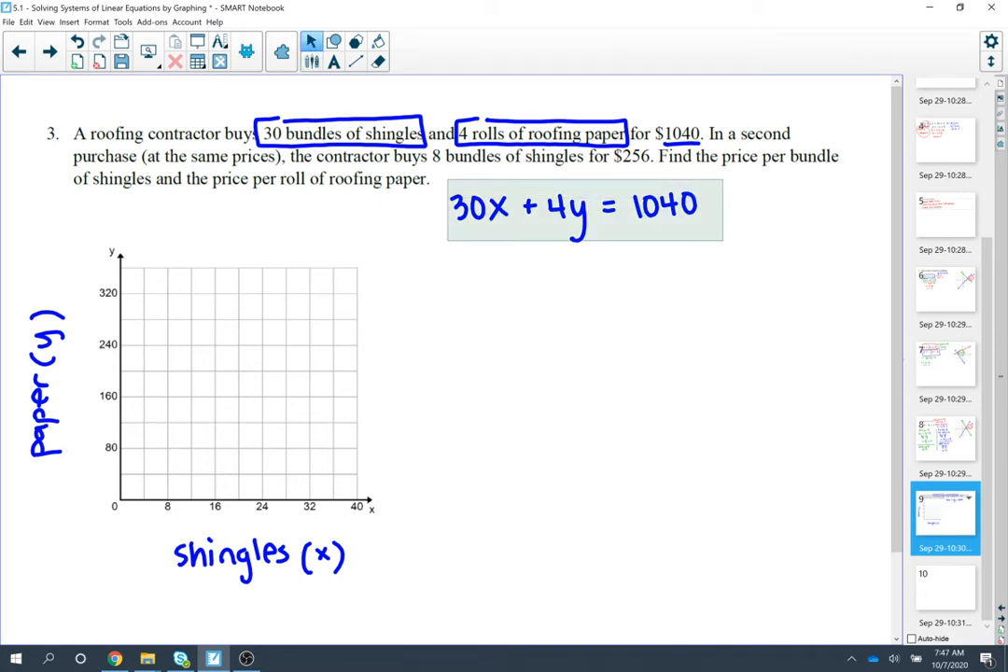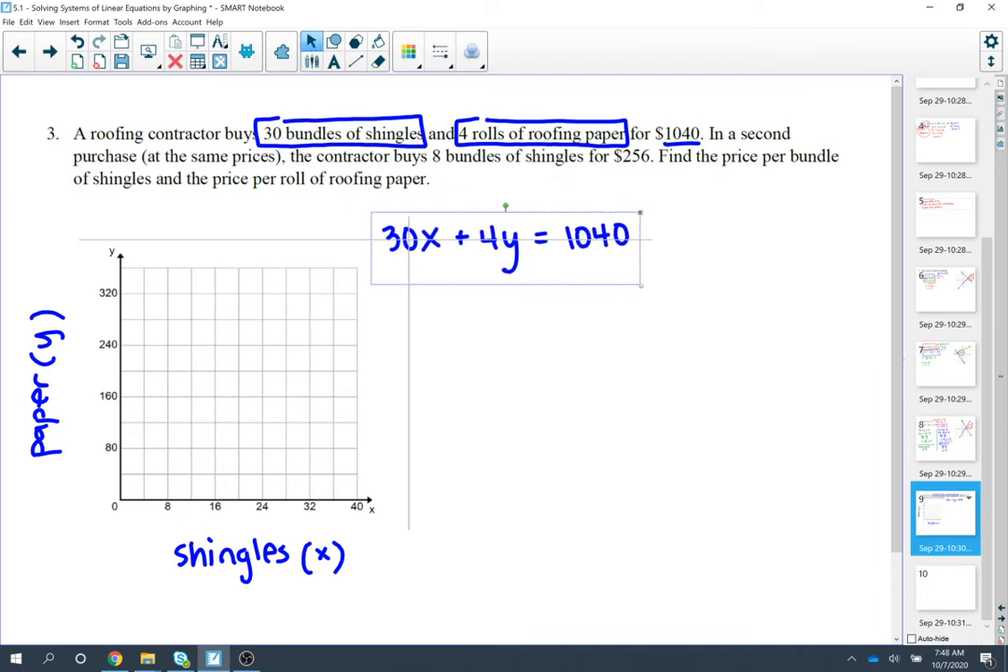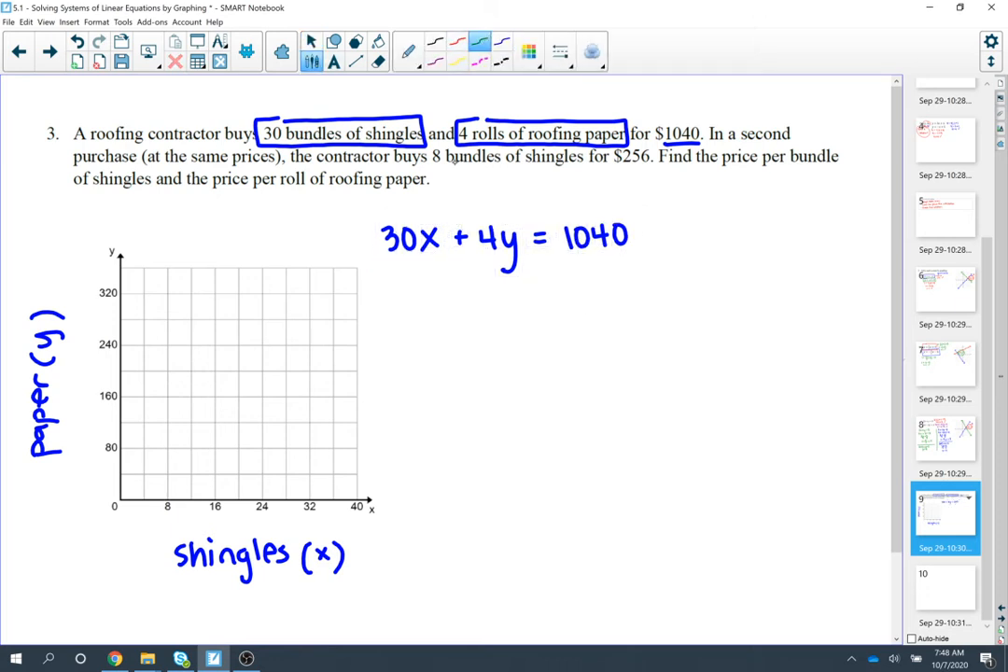Now, if we look at our second scenario, we buy 8 bundles of shingles. Keep in mind that shingles is your x, for $256. Well, that's just 8x equals 256. Now that we've written two equations, this is a system of equations, and we have to solve it.